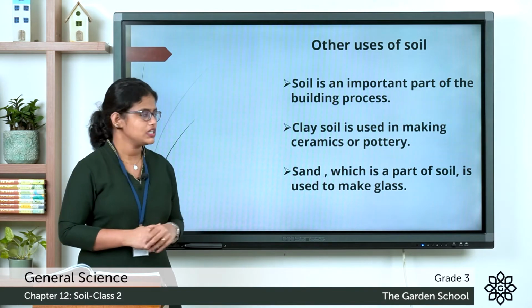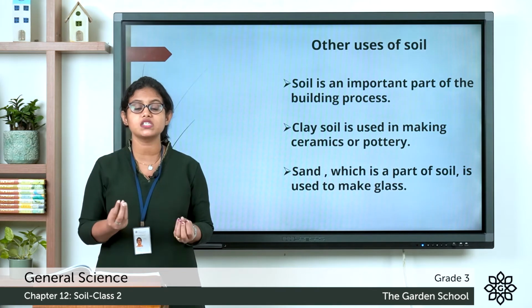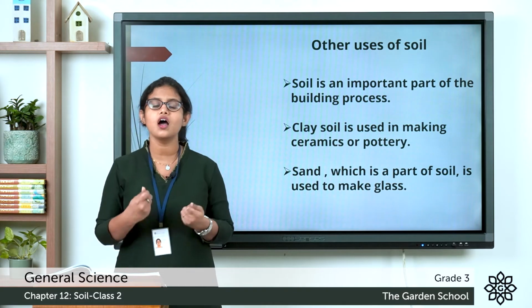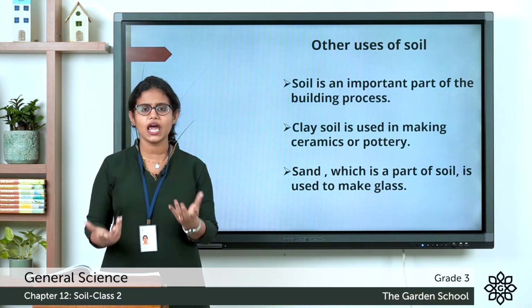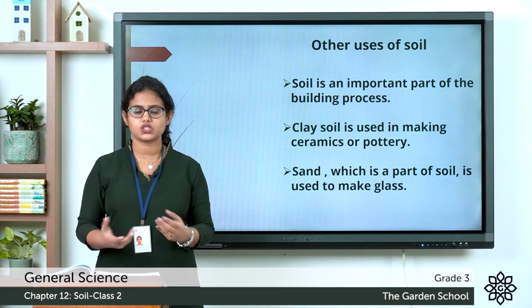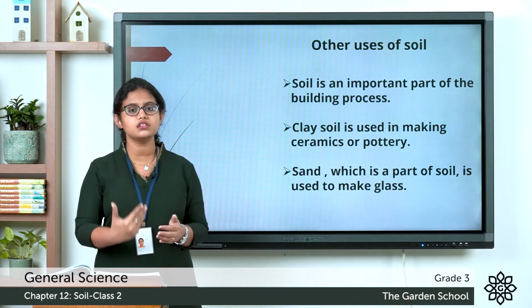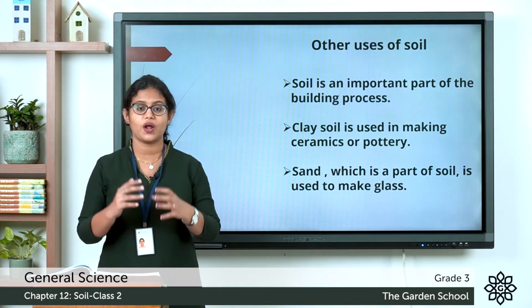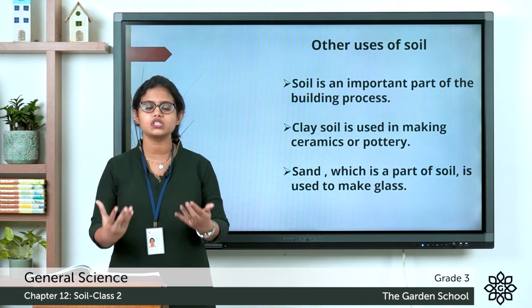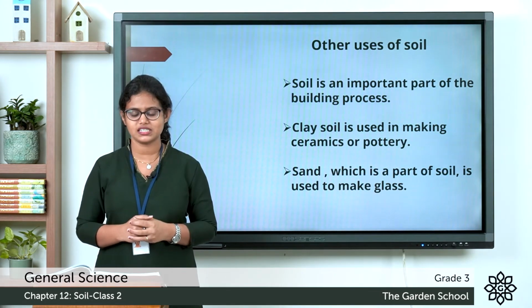See the next point. Sand, which is a part of soil, is used to make glass. You all have seen glass. This glass is made from sand, and sand is a part of soil. Then another use is for building houses. For example, for building a hut, we use mud. So these are some of the other uses of soil. From this, we can conclude that soil is our life support system. Soil is very, very important for all living things.